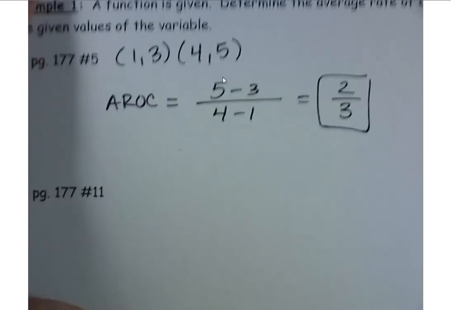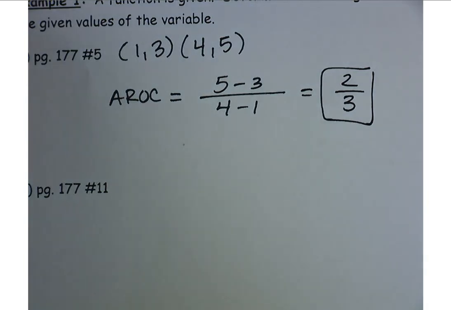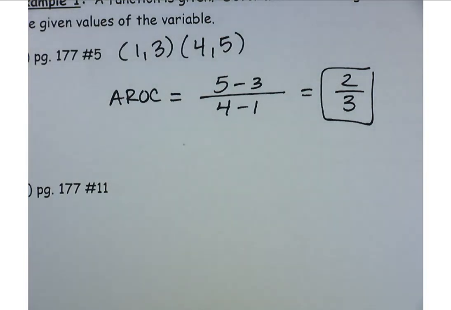Sorry about that. Okay, so 1, 3, 4, 5, and then you are finding your slope, so you should have 2/3 there. Okay, and then let's go to number 11. So we're going to step things up a bit. You guys ready?